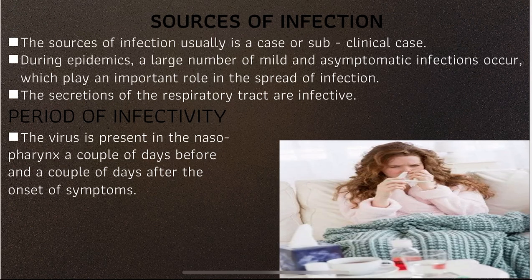Moving further to the sources of infection. The source of infection is a case or a subclinical case. So now we see how this infection is spreading. Who are the sources of the infection? They are the cases. A case is an infection or disease which occurs in the body and has noticeable symptoms in the patient. But a subclinical case is an infection affecting the body without any noticeable symptoms.